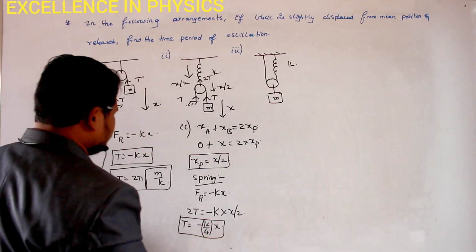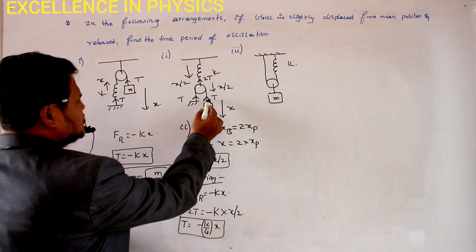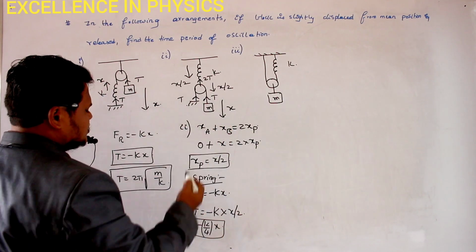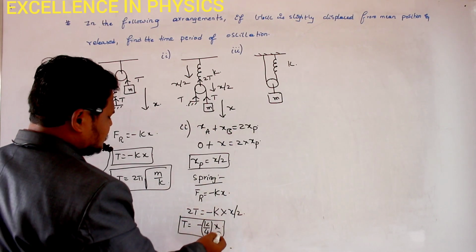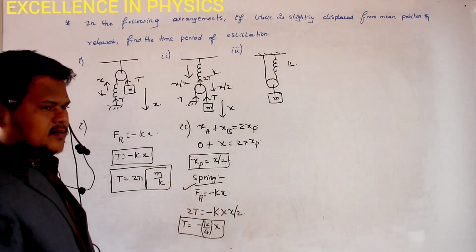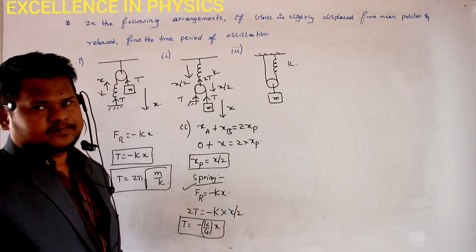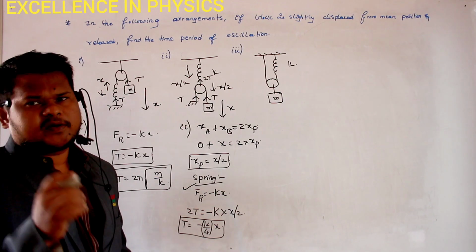Now what is T? T is the restoring force acting on this mass. Similarly, x is the elongation produced in this mass. So again you compare this equation with the restoring force equation. Then I can understand here the k value has become k by 4.